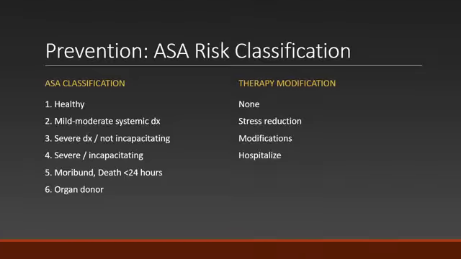And you can see in terms of the therapy modification for ASA 1s, there's usually not a lot of therapy modification that's utilized. For ASA 2s or 3s, we're looking at stress reduction protocols, various other modifications in terms of either the surgical plan or the anesthetic plan, and then potentially something along the lines of maybe this patient would be best treated in a hospital setting because of all the other comorbidities and the potential for any sort of negative outcomes.